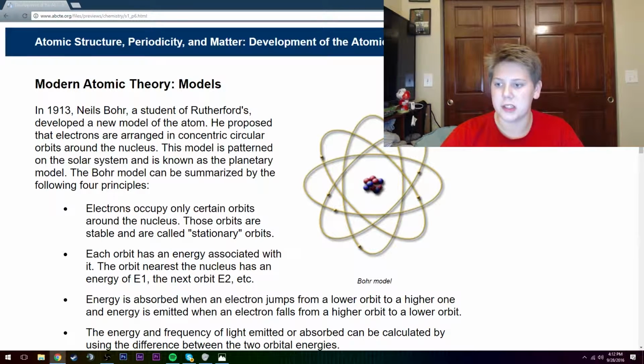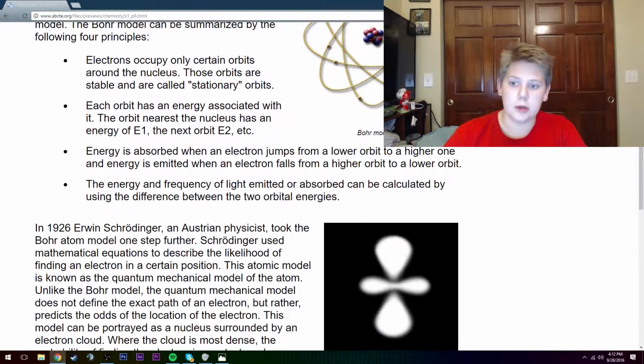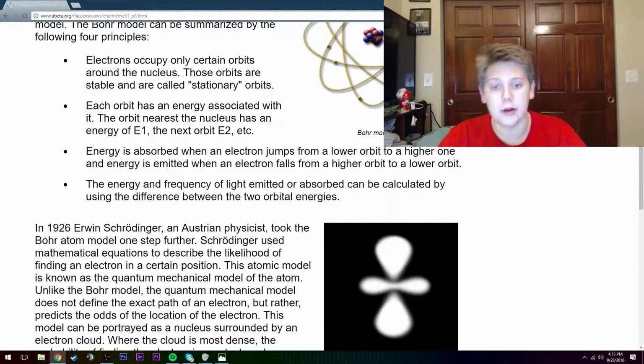The Bohr model can be summarized by the following four principles. 1. Electrons occupy only certain orbits around the nucleus. Those orbits are stable and are called stationary orbits. Each orbit has an energy associated with it. The orbit nearest the nucleus has an energy of E1, the next orbit E2, etc. Energy is absorbed when an electron jumps from a lower orbit to a higher one, and energy is emitted when an electron falls from a higher orbit to a lower orbit. The energy and frequency of light emitted or observed can be calculated by using the difference between the two orbital energies.